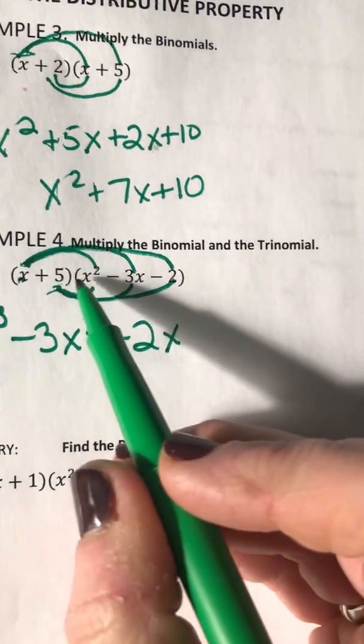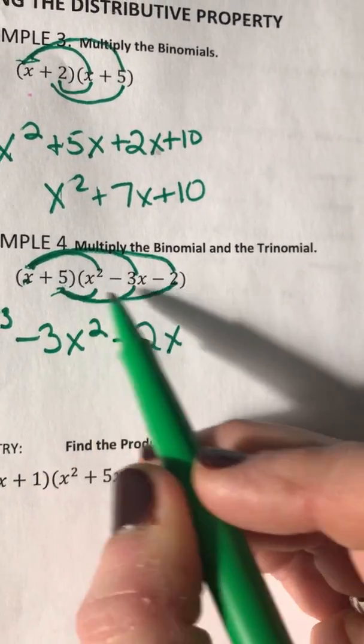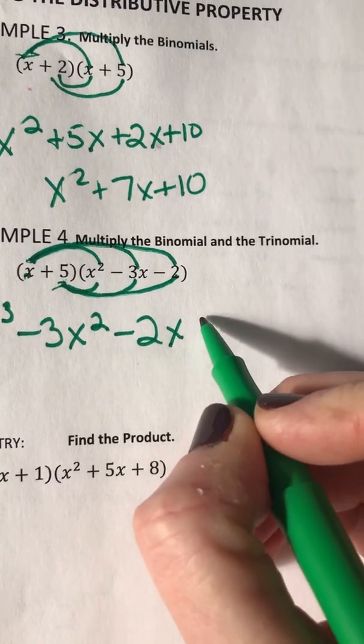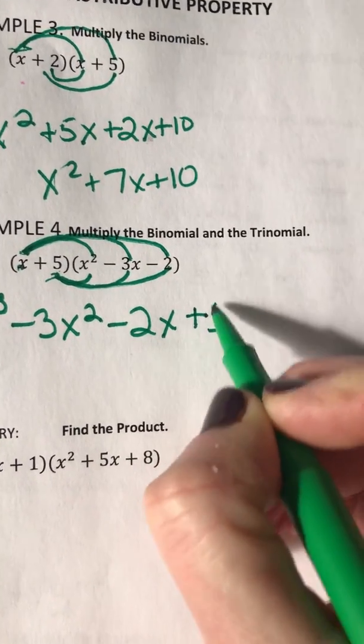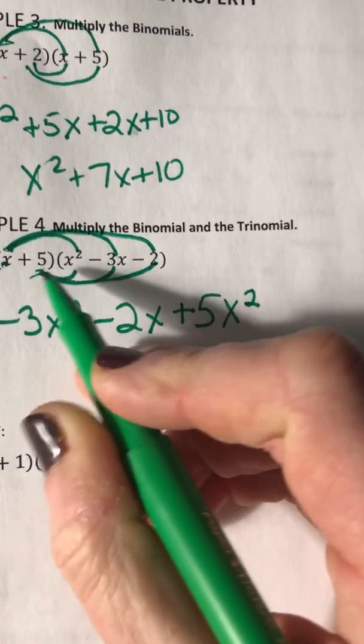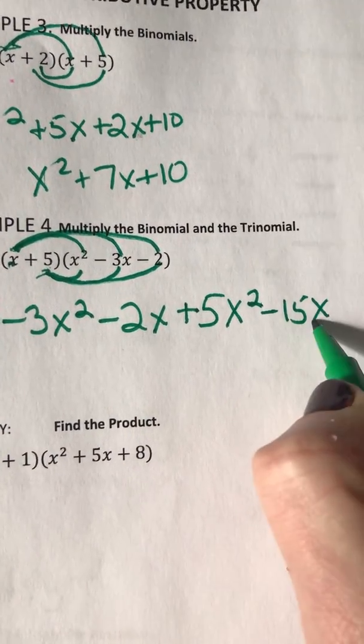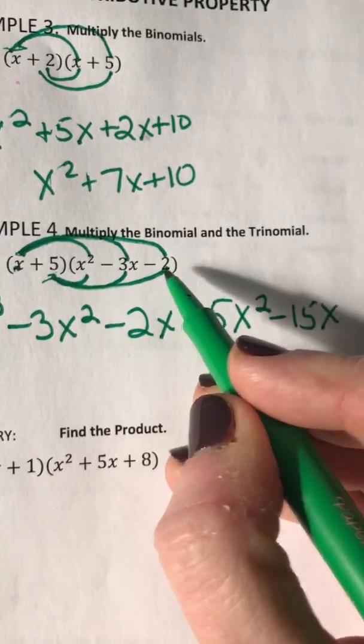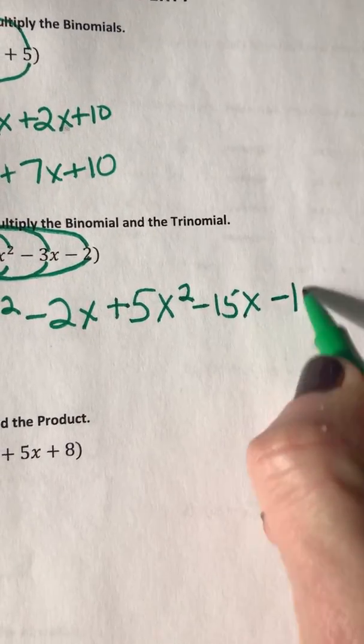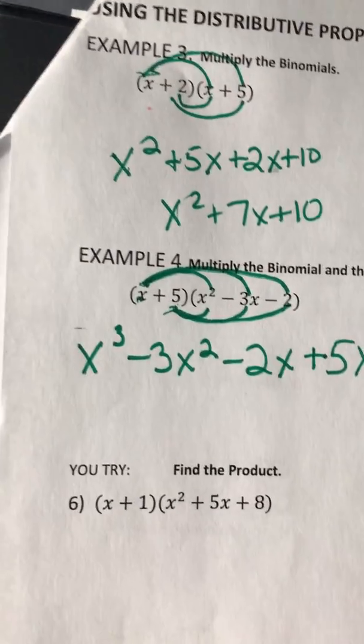Then we're going to distribute the 5. And I just make my little loop-de-loops underneath to just make it easier for me to see. So we have 5 times x squared, which is 5x squared. 5 times negative 3x, which is minus 15x. And 5 times negative 2, which is negative 10. Then we have to collect like terms.